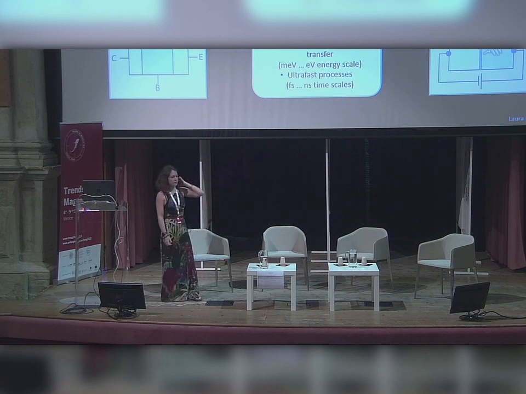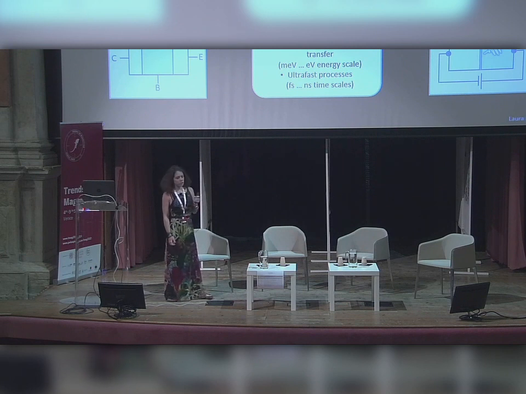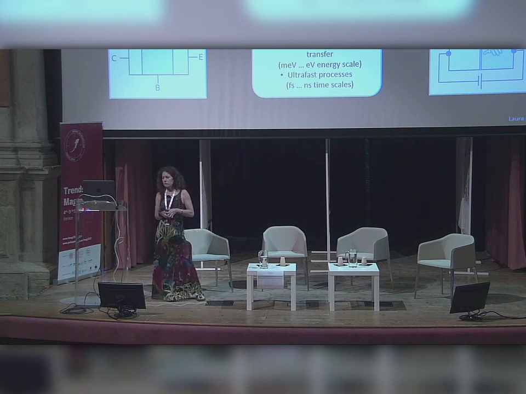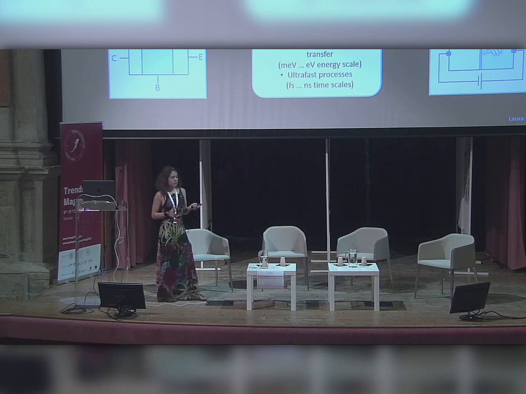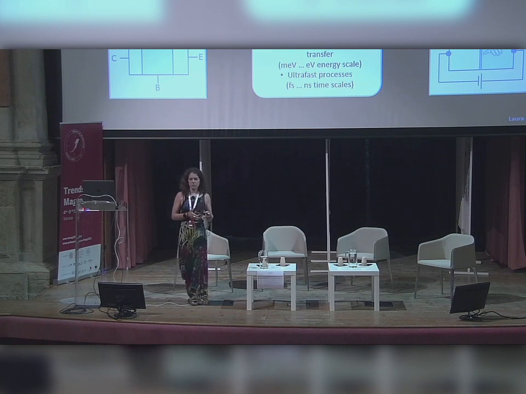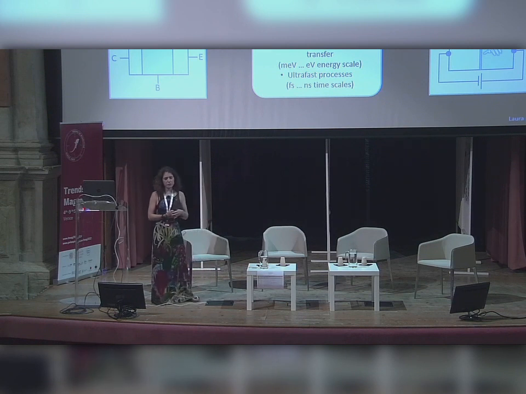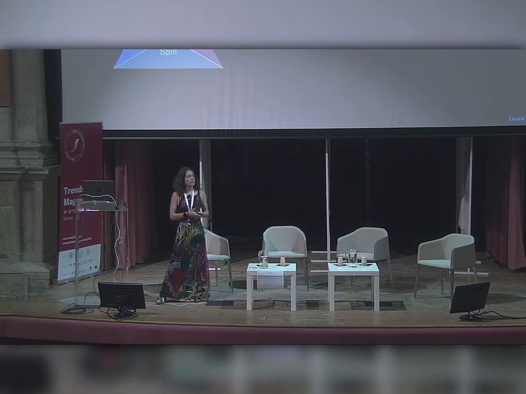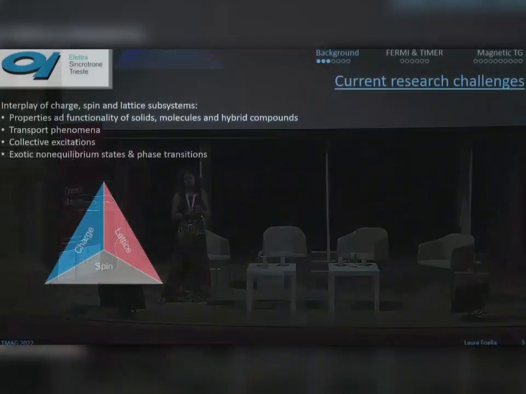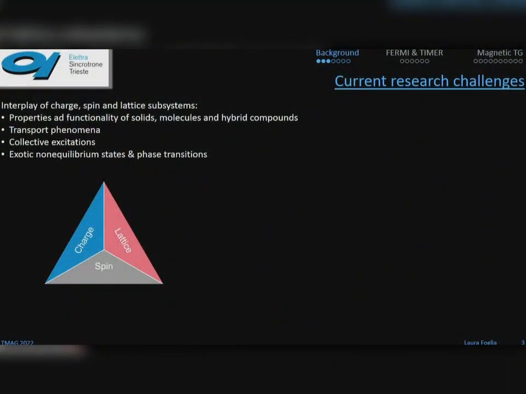And all the devices that I'm showing on this slide have something in common. They rely on functional interfaces where the energy and information transfer occurs within milli-electron volt to electron volt energy scales and on time scales on the order of femtosecond to nanosecond. And the functionality and properties of these devices is given by nothing else than the interplay between the 3 degrees of freedom of the system, so charge, spin, and lattice, in a very subtle way, which involves weird transport phenomena, phase transitions, collective excitations, and so on and so forth.